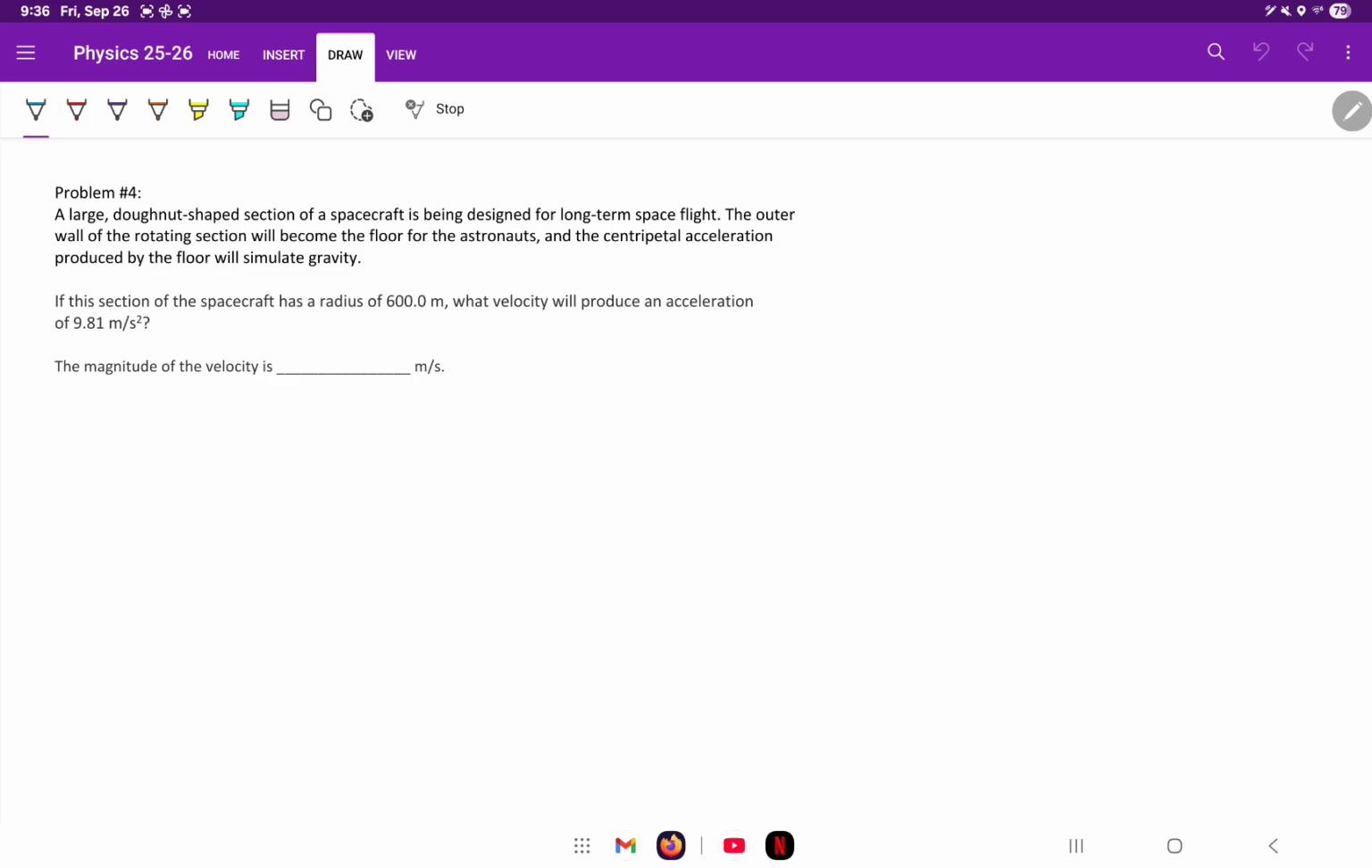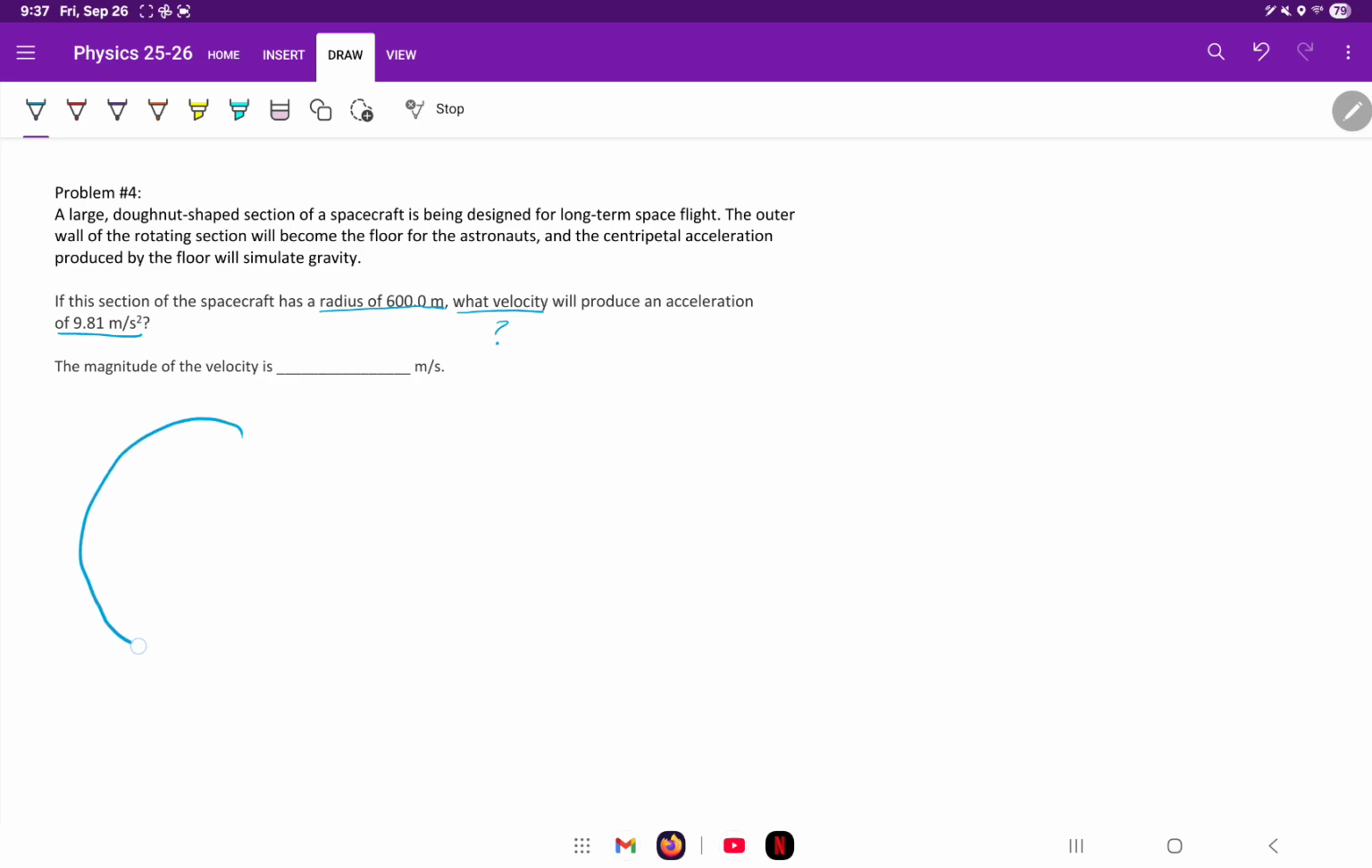So a large donut-shaped, let me read through this problem first. A large donut-shaped section of a spacecraft is being designed for a long-term spaceflight. The outer wall of the rotating section will become the floor for the astronauts, and the centripetal acceleration produced by the floor will simulate gravity. If this section of the spacecraft has a radius of 600 meters, what velocity, so there's my condition, will produce an acceleration of 9.8? Okay, so let's draw a picture of what we got going on here.